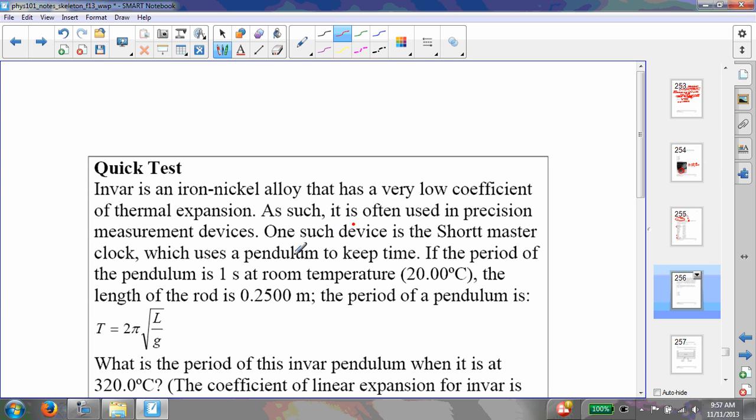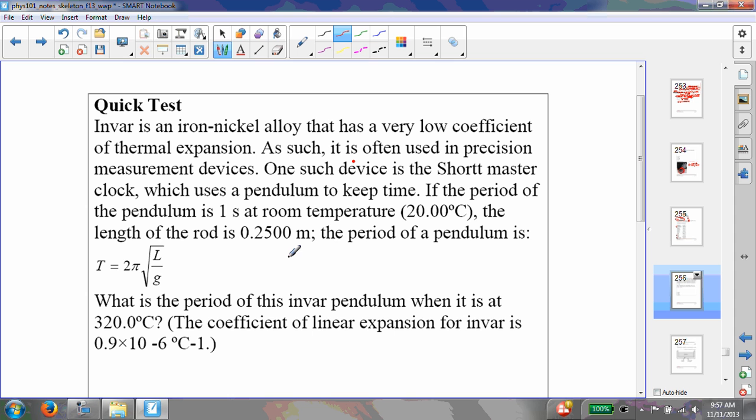Here's a clicker question for you to try out. This is the period of a clock, and at a certain temperature, we want to know what is the new period. This expression is used to find the period of a pendulum, and it tells you that it's 1 second at room temperature. The length of the rod is that amount. So what is the period at this new, much higher temperature of 320 degrees Celsius? The length of this pendulum is actually going to get longer at this higher temperature, and it's going to change the period of the pendulum for the clock.